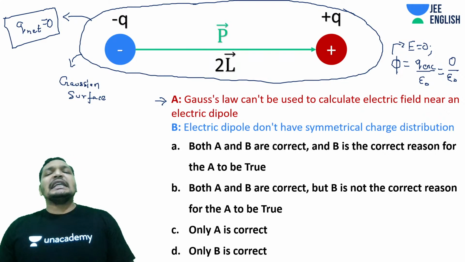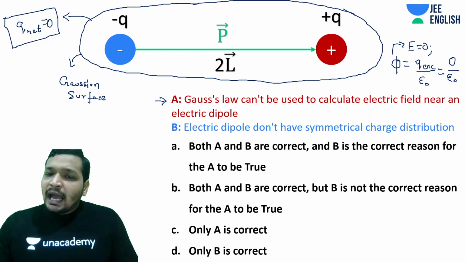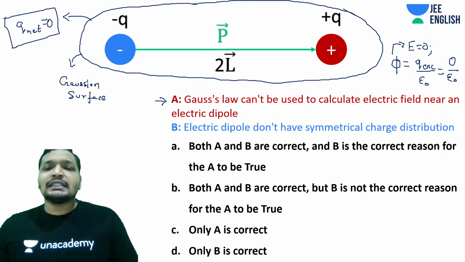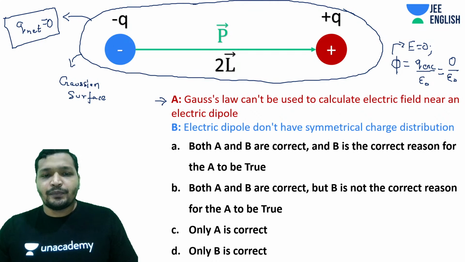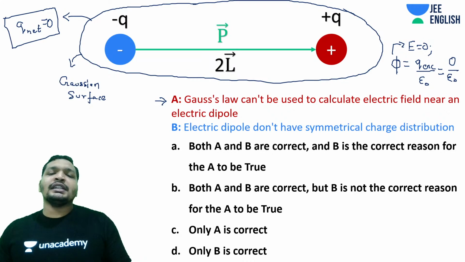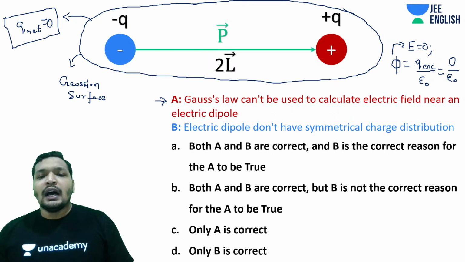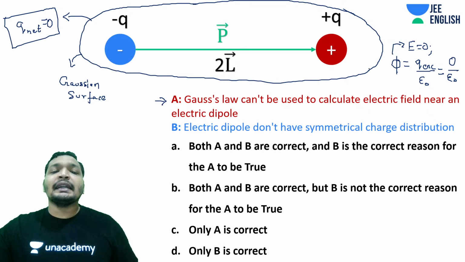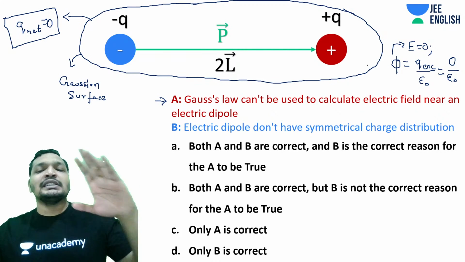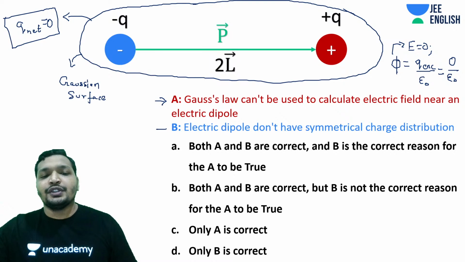Does that mean in this case, the electric field inside this Gaussian surface is 0? The statement A says that Gauss's law cannot be used to calculate the electric field near an electric dipole, and statement B says an electric dipole does not have symmetrical charge distribution.